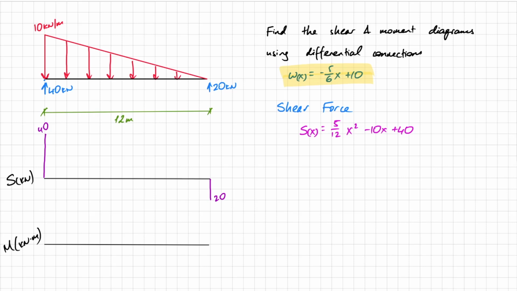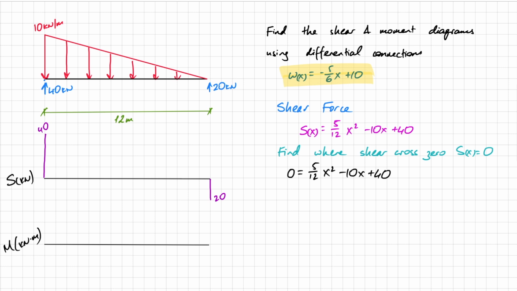So just tidying up my sheet, leaving that final equation for the shear force that we need. And as I said, I want to find out where on the graph does shear cross 0? Or in other words, when does Sx equal 0? So to do that, I need to solve the equation S equals 0. So S is 0, and I have 5 over 12 x squared minus 10x plus 40. And as you can all see, this is a quadratic equation.